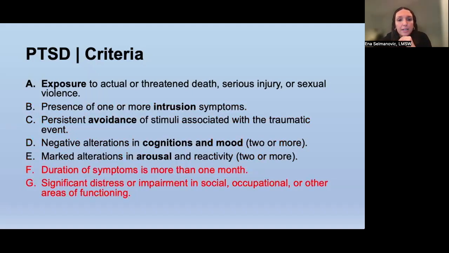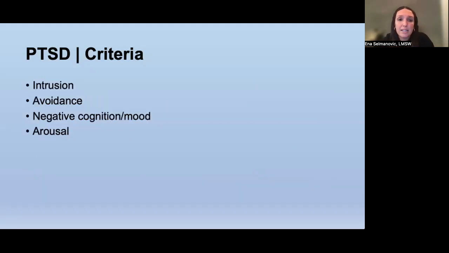And then the last two criteria for PTSD are that the duration of the symptoms is more than 1 month, and that there's significant distress or impairment in social, occupational, or other areas of functioning. So the way to remember PTSD is these four main components. We have the duration criteria and the exposure to the traumatic event, but these are the four main criteria that we went over: intrusion or re-experiencing flashbacks, avoidance, negative cognition and mood, and arousal. So this is really what it means to have PTSD.